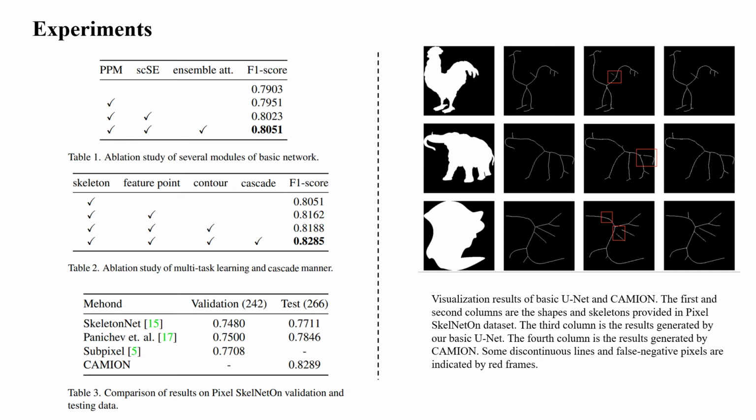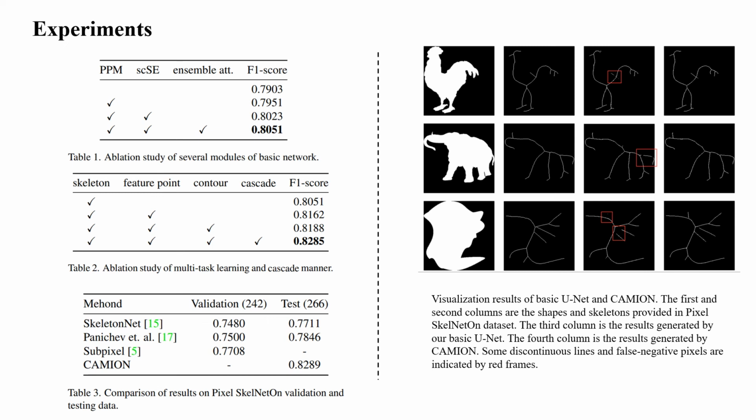Table 1 shows the ablation experiments of several modules of our basic network. Table 2 presents the results after using the multitask learning and cascade manner, where cascade indicates that only one additional cascade process was performed. The feature point detection task brings a surprising improvement for skeleton extraction, with the score increasing from 0.8051 to 0.8162. The improvement from the contour extraction task, although slight, further demonstrates that the multitask learning is feasible in skeleton extraction. After using the cascade manner, CAMION achieves a performance of 0.8289 on the official testing set.